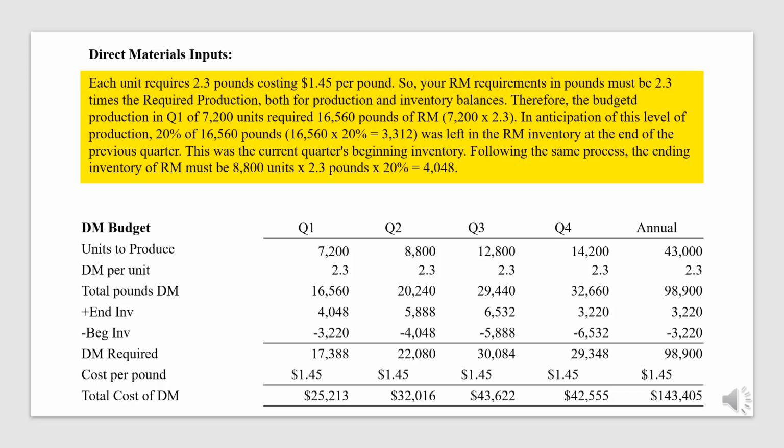In anticipation of this level of production, 20% of the 16,560 pounds was left in the raw materials inventory at the end of the previous quarter. This was the current quarter's beginning inventory. Following the same process, the ending inventory of raw materials must be 8,800 units. That is times 2.3 pounds times 20%, which is equal to 4,048.